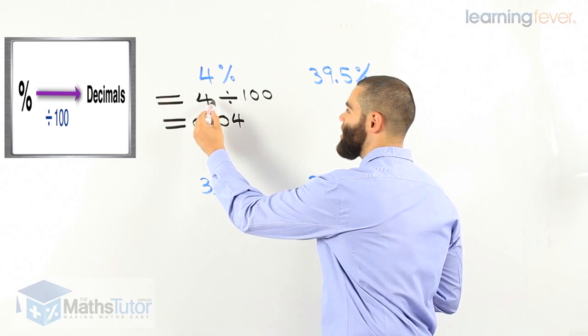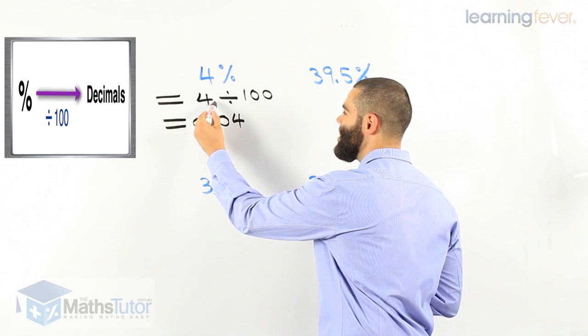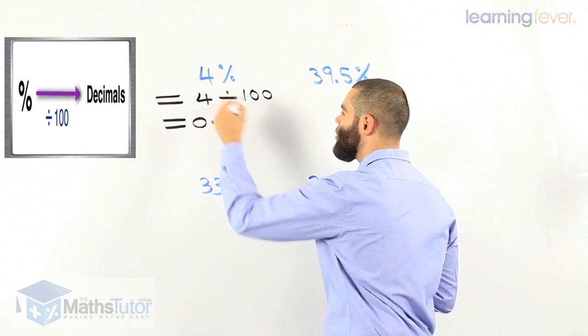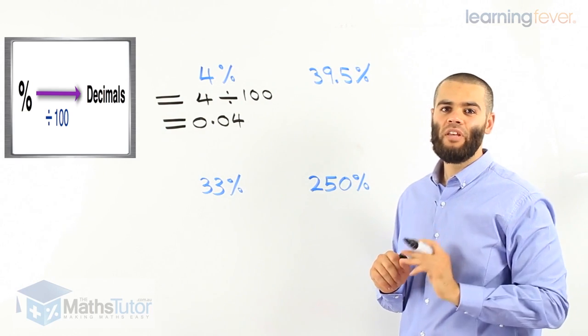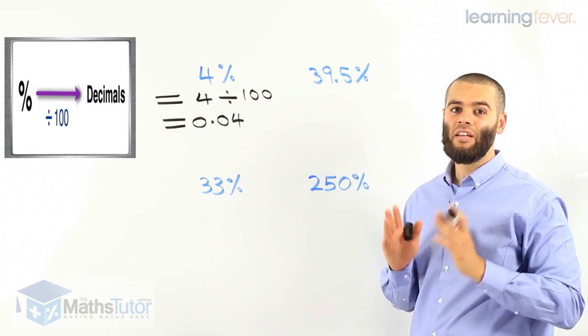All we did is grab the decimal point right here and we moved back twice. We know that divided by 100, we move the decimal point twice to the left. It's that easy.